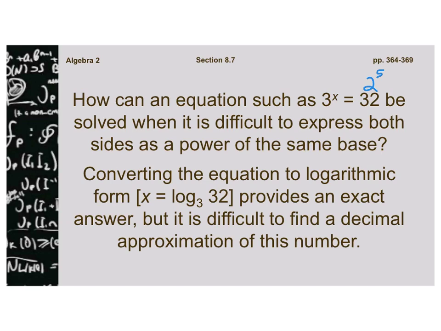The base, there we go. So x equals the base to the outie. So my x is my outie, which means that's what it's equal to, equals the any. That's the 32, so that's my any. This provides an exact answer, but it is difficult to find a decimal approximation for this number.